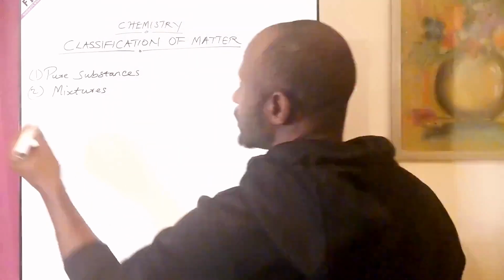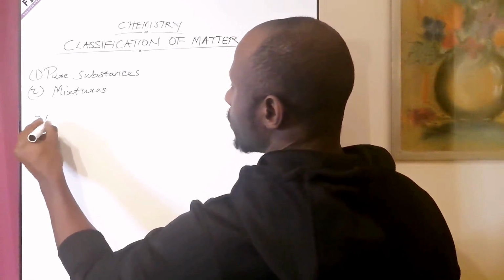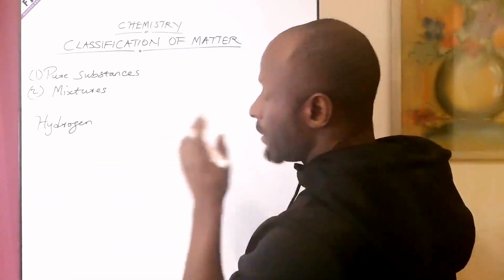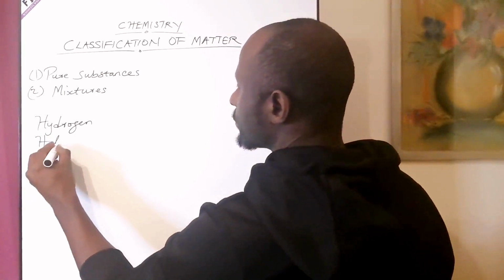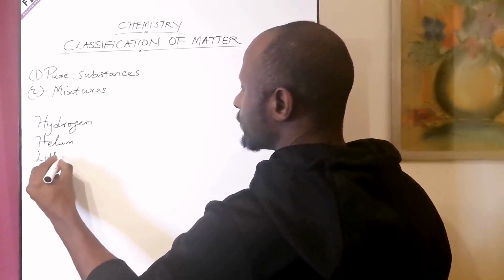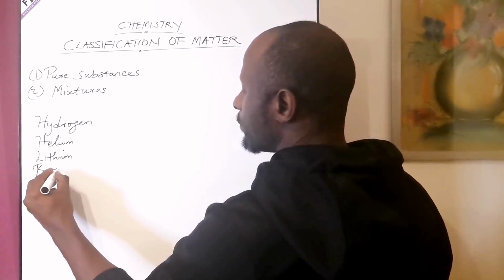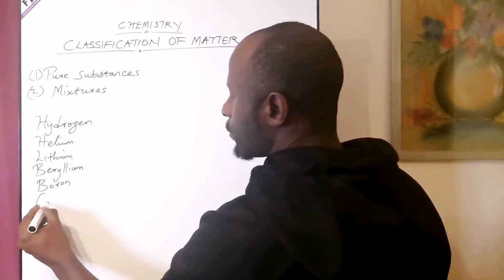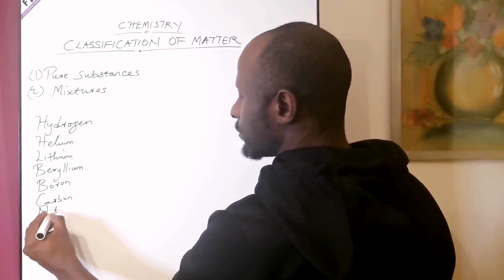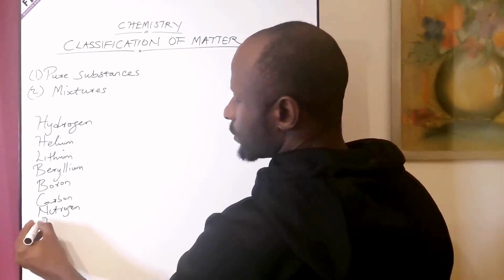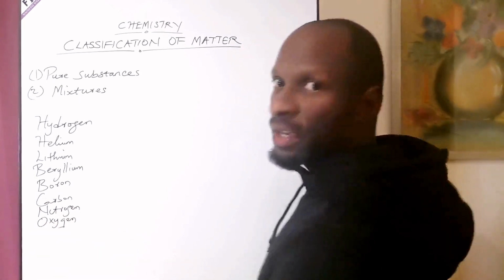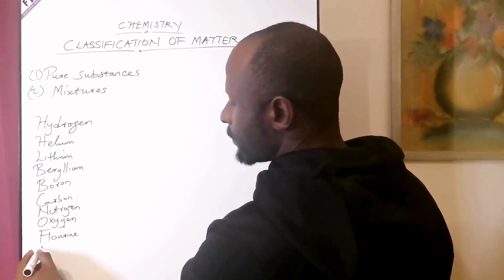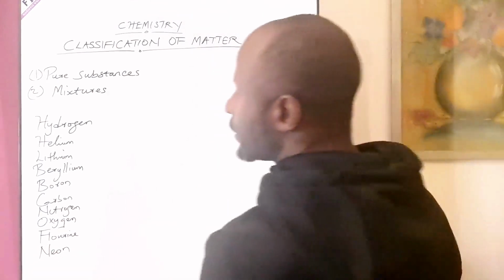For the first 20 elements, we have hydrogen as number 1. I'll write them all out, then after that we'll fix their elemental symbols. We have helium, lithium, beryllium, boron, carbon, nitrogen, oxygen, fluorine, and neon. These are the first 10.